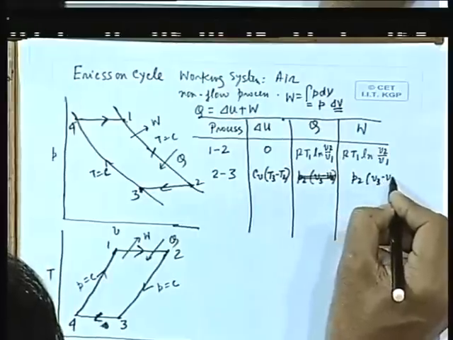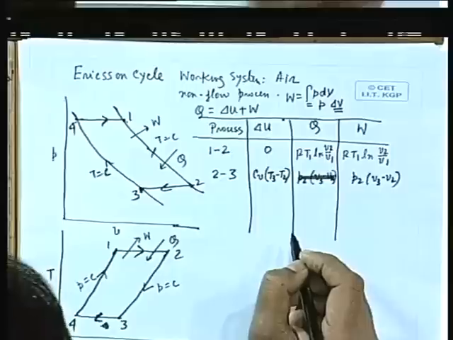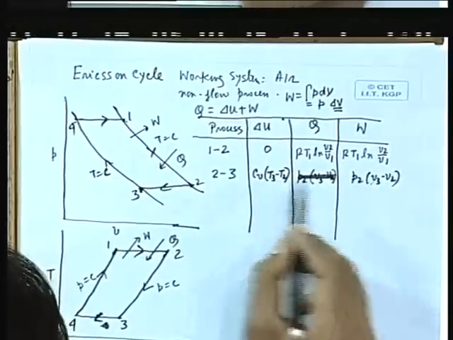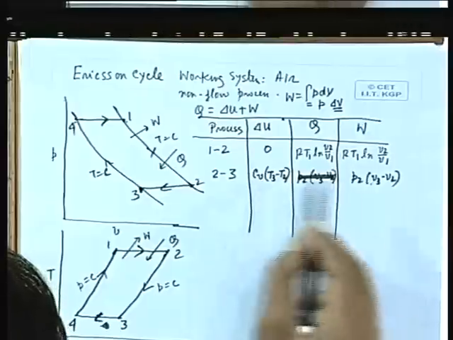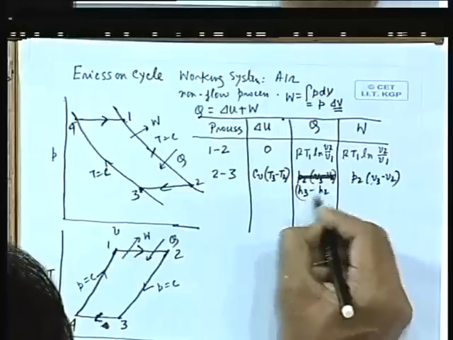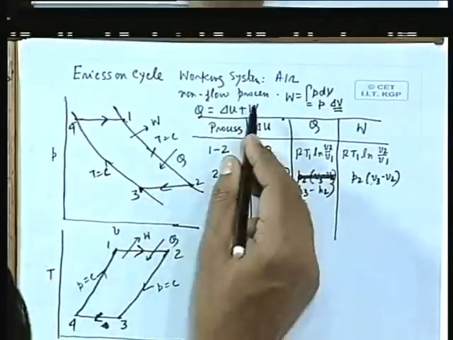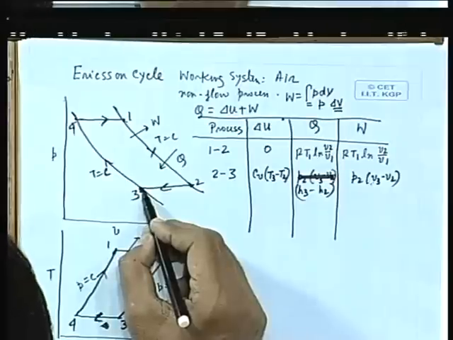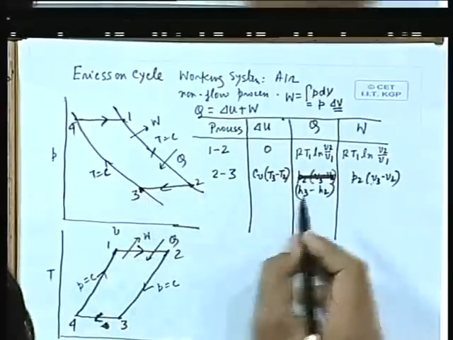Now Q will be found out by adding these two, which will result in H3 minus H2. By applying this concept, we know that in a non-flow process at constant pressure the heat added is equal to the change in enthalpy, that means final enthalpy minus initial.